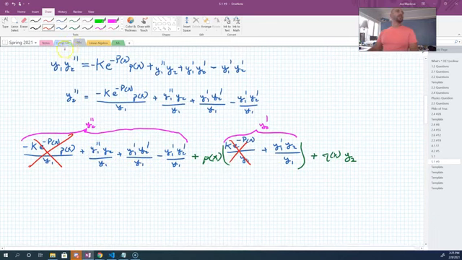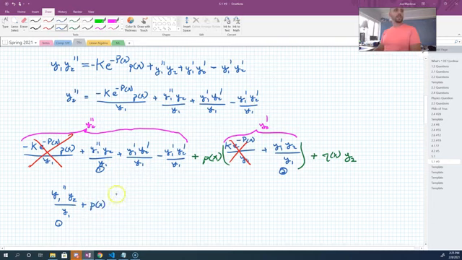So I'm going to take this term. I've got y1 double prime times y2 over y1, and that accounts for this term. That accounts for term 1 there. Then I've got this one: plus p of x times y1 prime y2 over y1. Okay, so that's item 2.